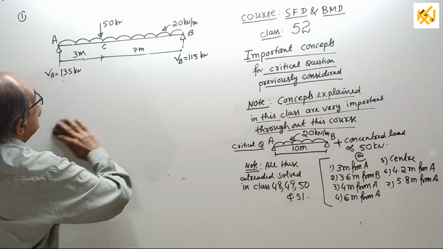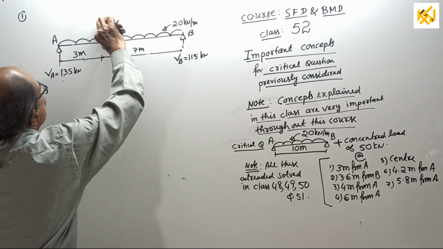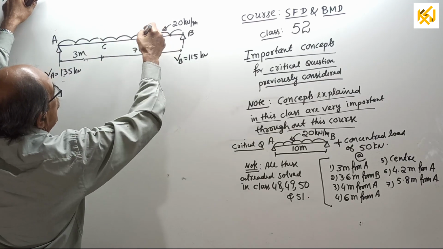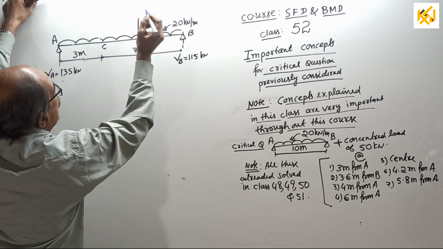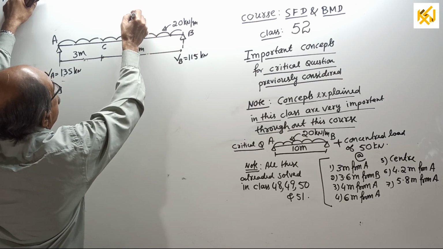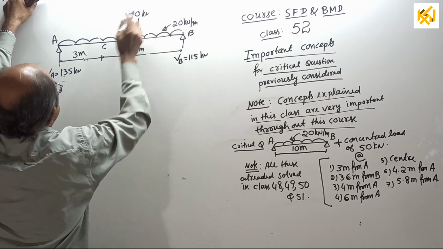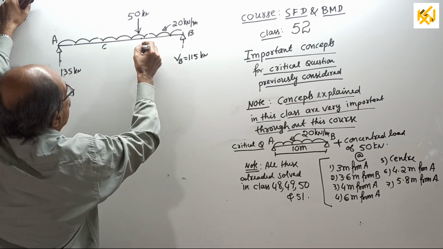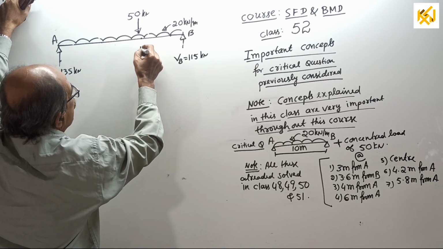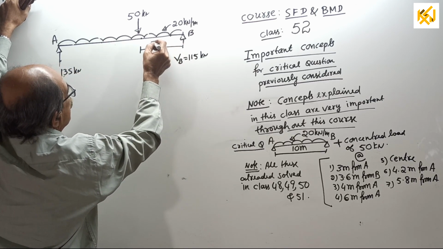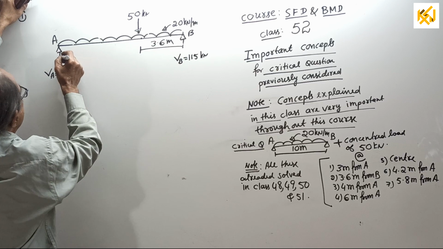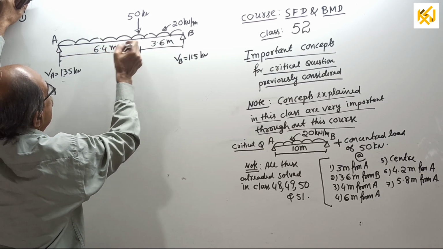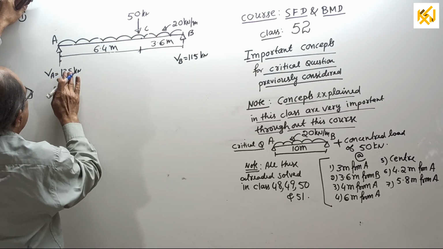I'll keep on continuing. Question number 2. Load at 3.6 meter from B. 50 kilonewton load. This will be 6.4 meter, somewhat to scale. 4 meter. This is the point C. Reaction will change.